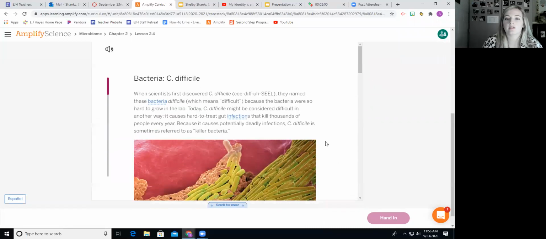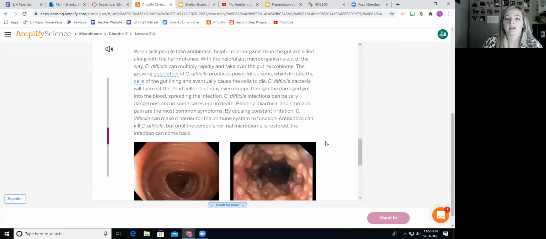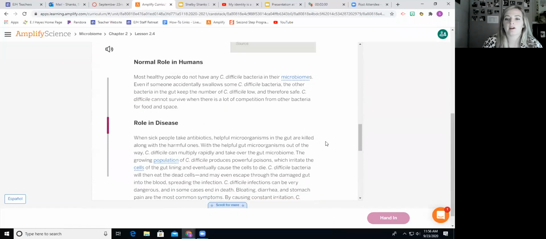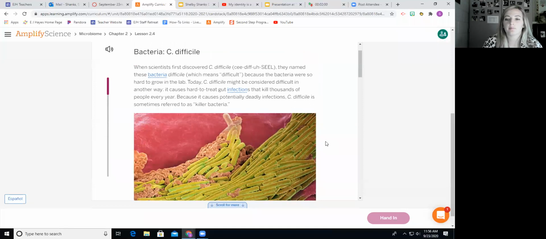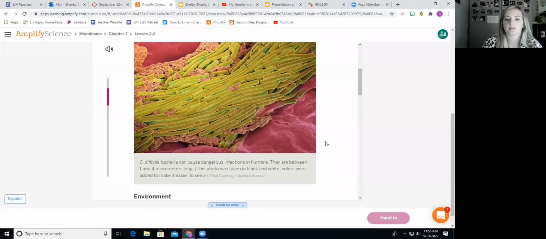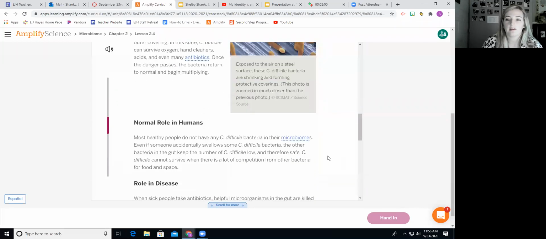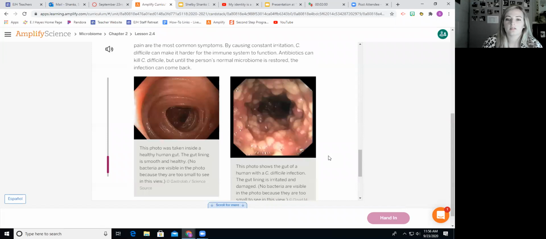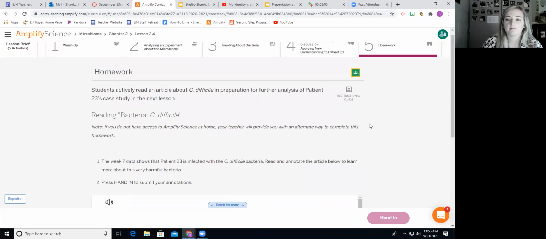There's an article here. I think it's 1, 2, 3, 4, 5 paragraphs that you're going to read. There's a lot of pictures on here, so make sure you're paying attention to a lot of these pictures. They have a lot of good things and comments to say under them. Okay. So that is going to be your homework tonight.